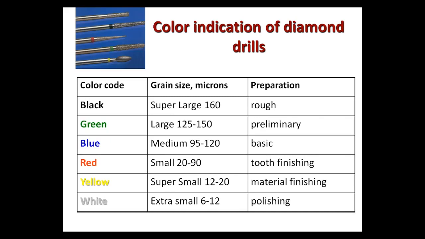finishing tools. Yellow color means super small drills, 12 till 20 microns, and we use this size for finishing the filling material. And the last, white color, means extra small size, less than 10 microns, from 16 till 12 microns, and used for finish polishing of the filling.